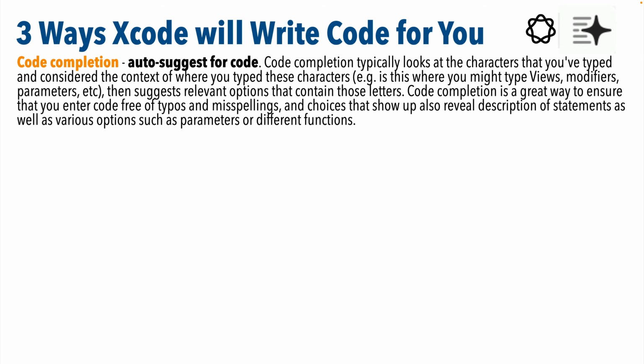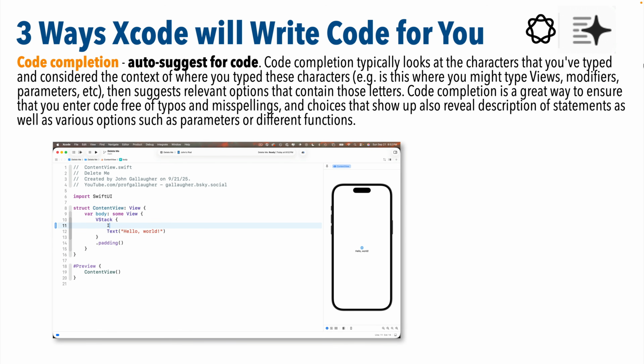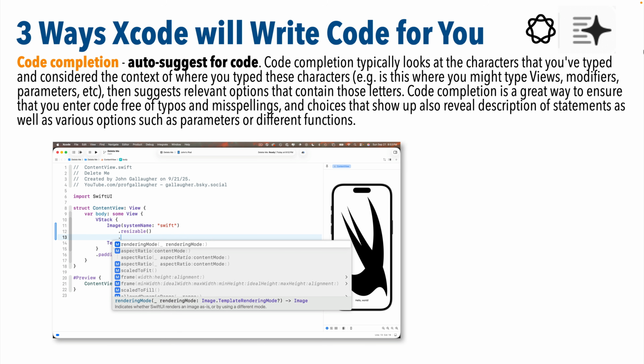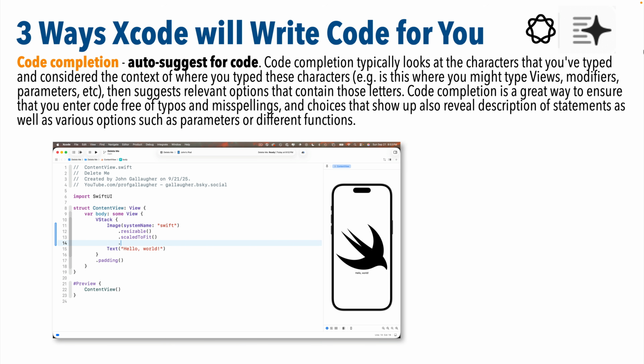One is code completion. Think of this as auto-suggest for code. So code completion looks at the characters that you've typed, and it considers the context. For example, in the spot where you're typing, could you want to add a view, a modifier, or parameters inside of parentheses? And code completion will use this to suggest all relevant options that contain the letters you've typed. Now, if you arrow through the suggestions that code completion makes, you can usually see a description of the terms and parameters that you have access to. And code completion is a great way to write code faster while avoiding typos and misspellings.